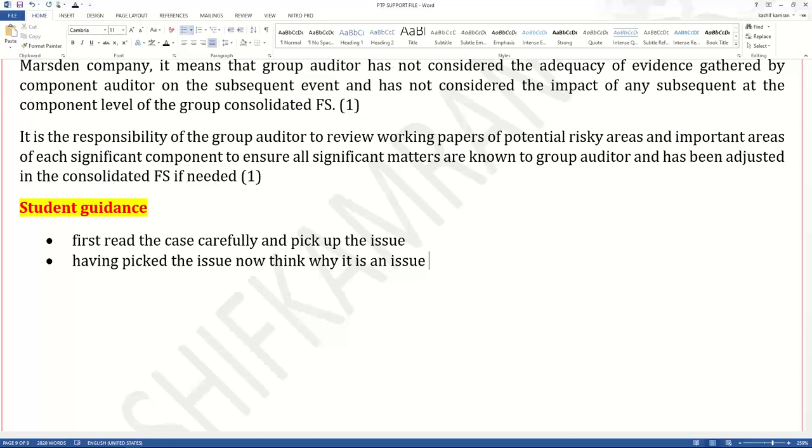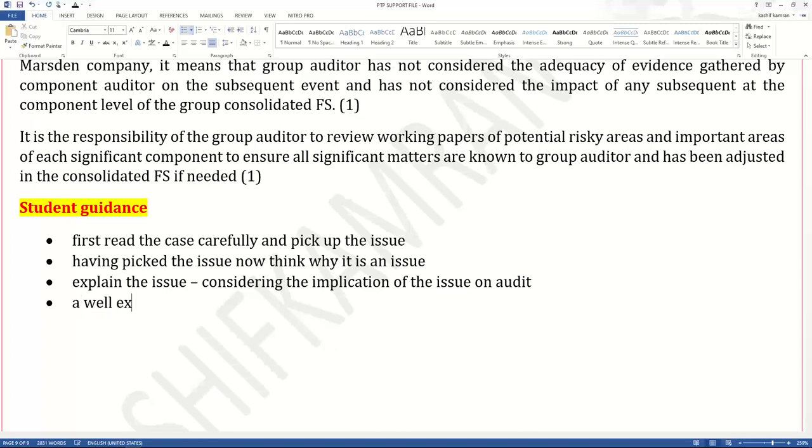Student guidance. First, read the case carefully and pick up the issue. Having picked the issue, now think why it is an issue. Explain the issue considering the implication of the issue on the audit, whether the report has been signed or is yet to be signed. So that's how you go about it: pick up the issue, think why it's an issue, and explain it considering the implication.